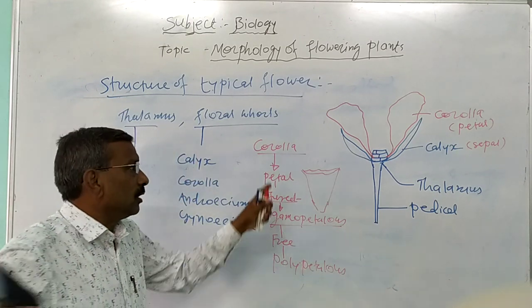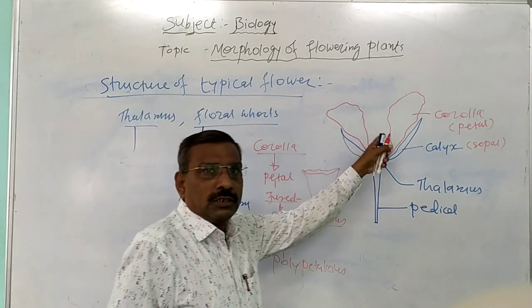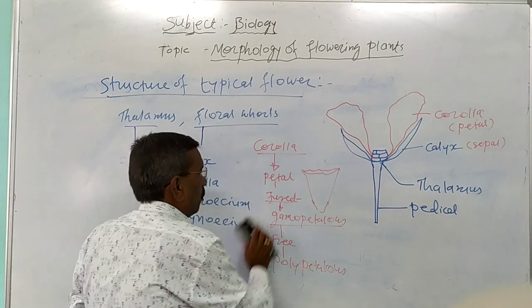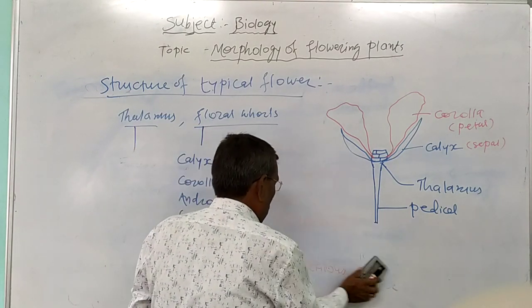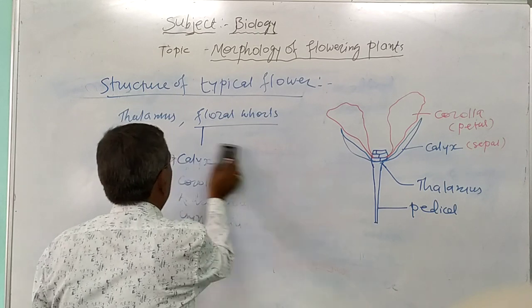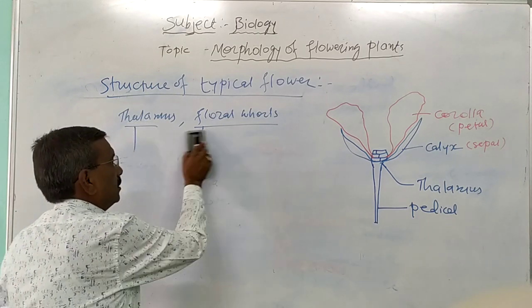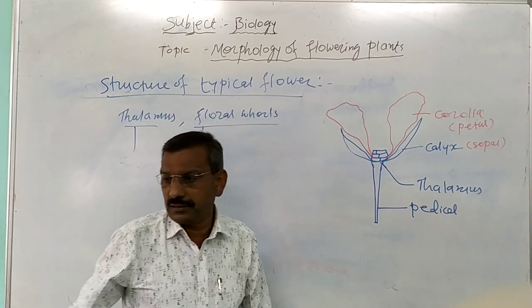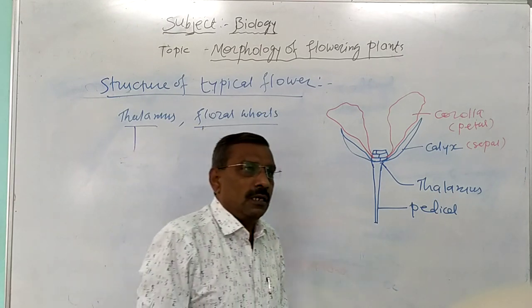In this way, we are studying the corolla. Then what is the function of corolla? A function of it is being a colored attractive whorl. It attracts insects for pollination.